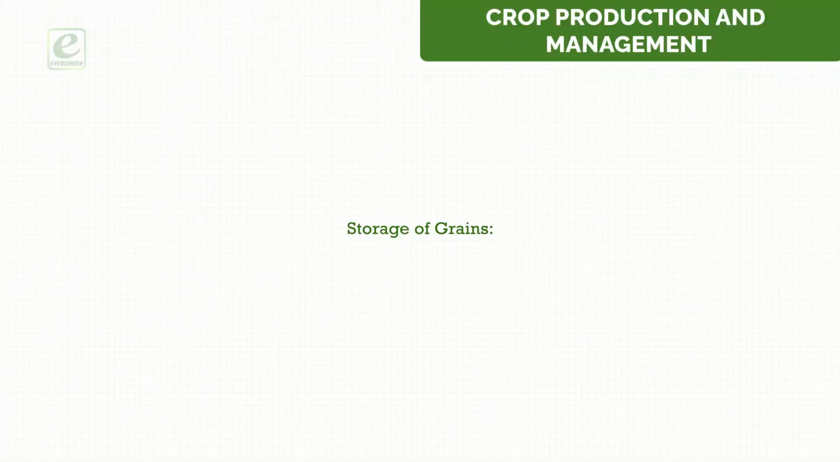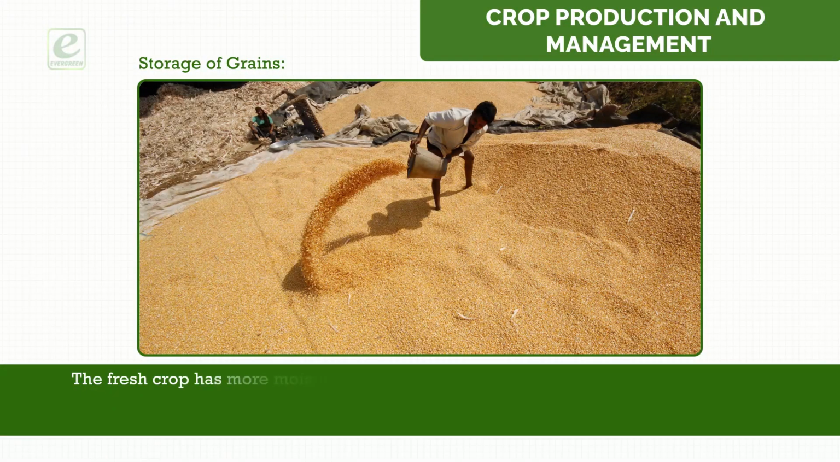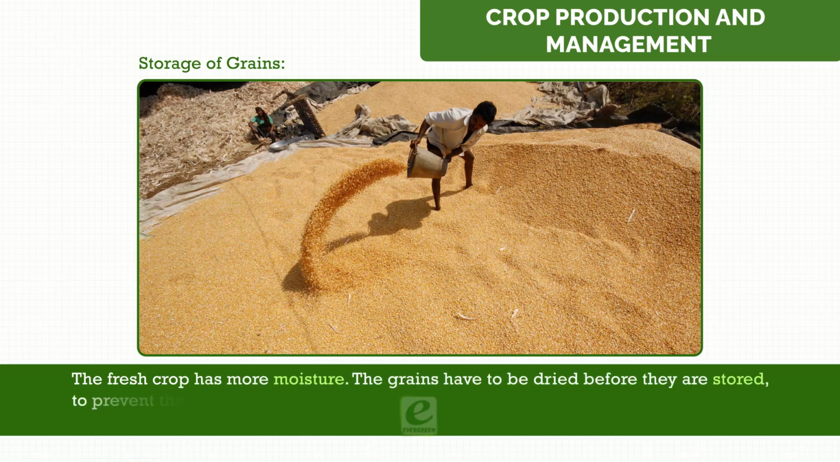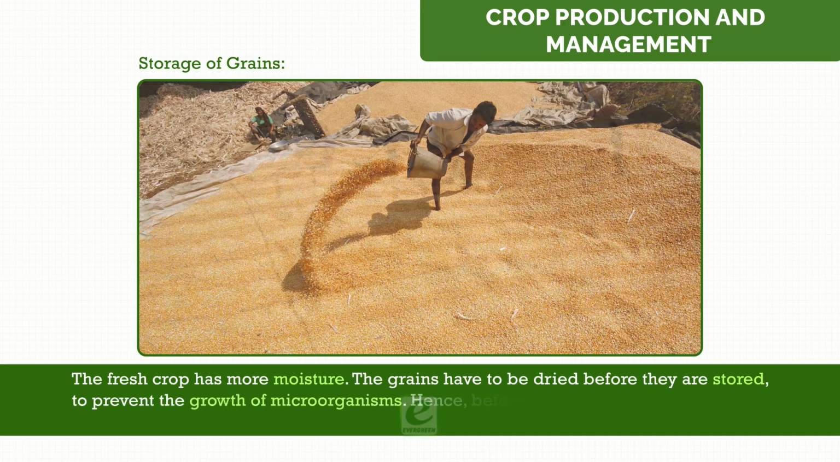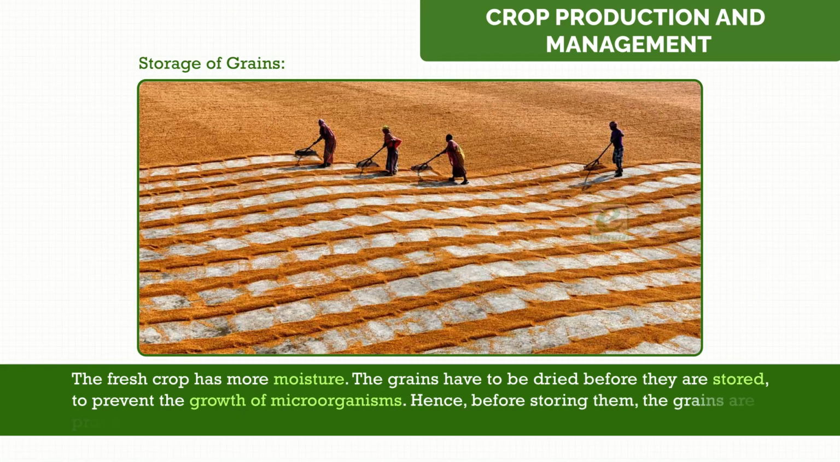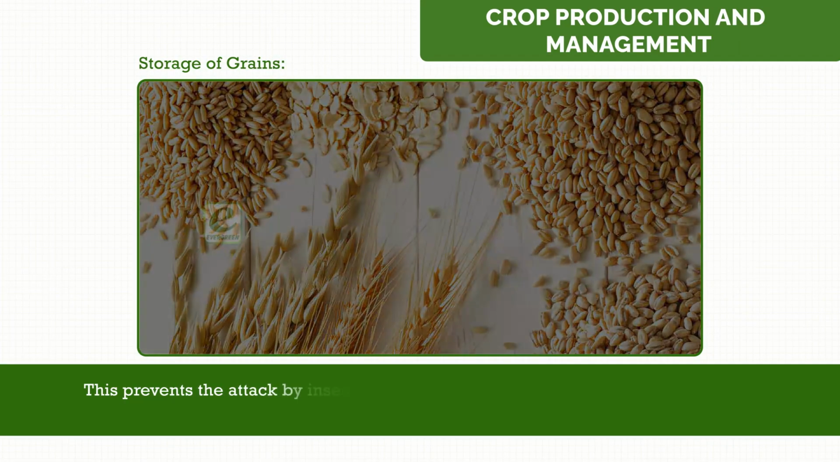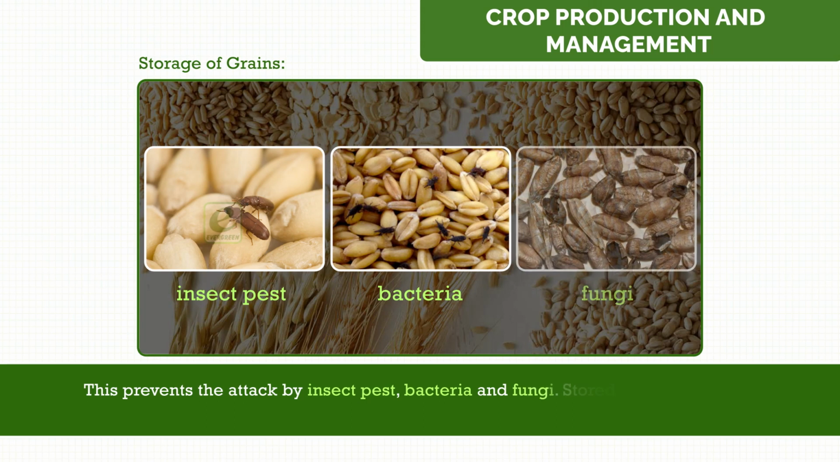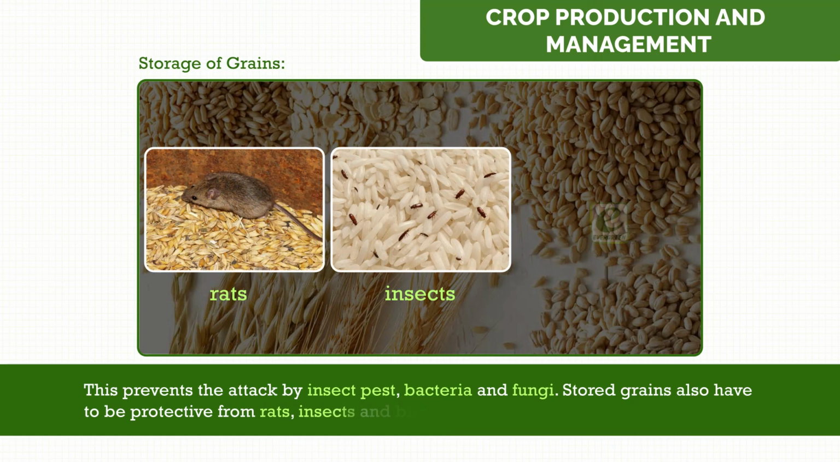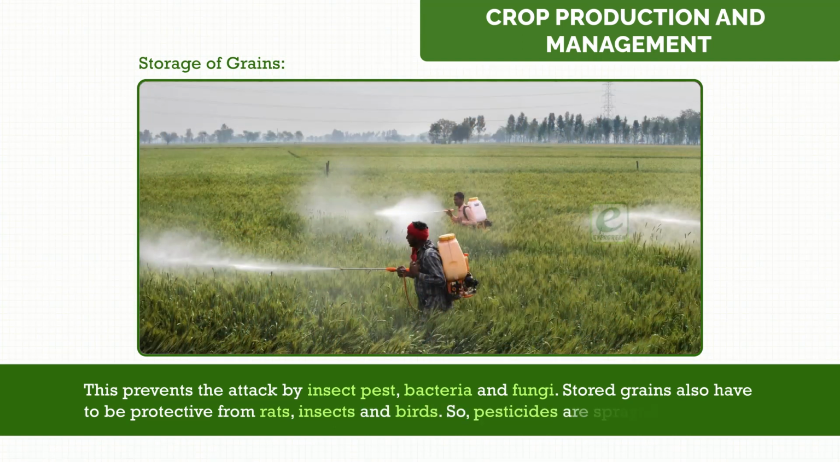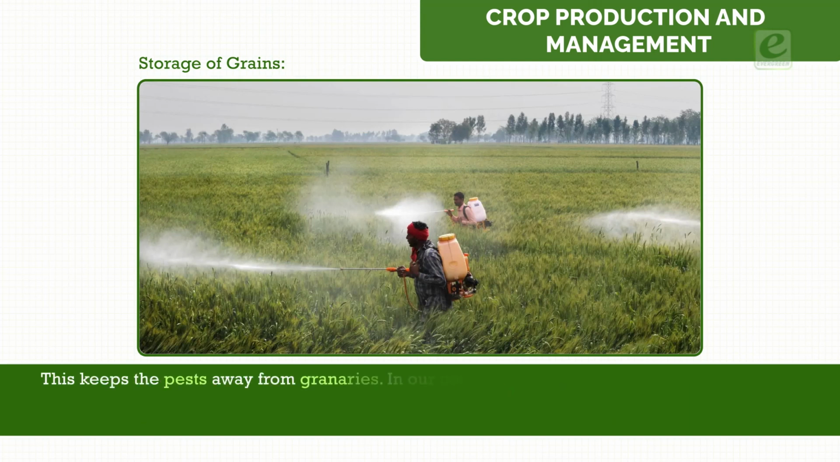Storage of grains. The fresh crop has more moisture. The grains have to be dried before they are stored to prevent the growth of microorganisms. Hence, before storing them, the grains are properly dried in the sun to reduce the moisture in them. This prevents the attack by insect pests, bacteria, and fungi. Stored grains also have to be protected from rats, insects, and birds. So pesticides are sprayed on them. This keeps the pests away from granaries.